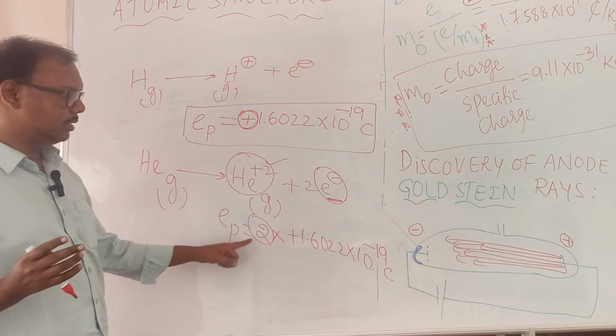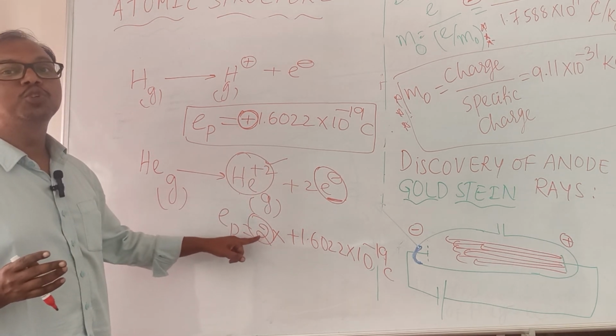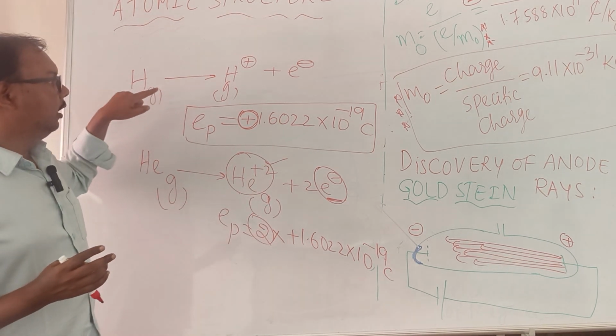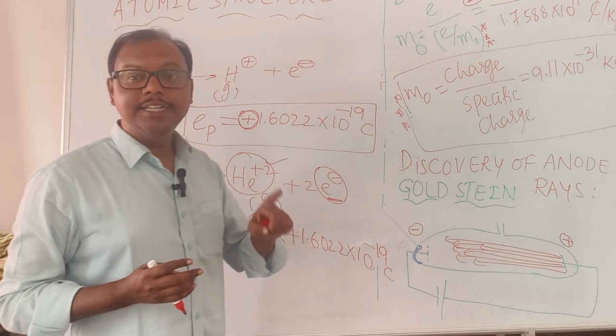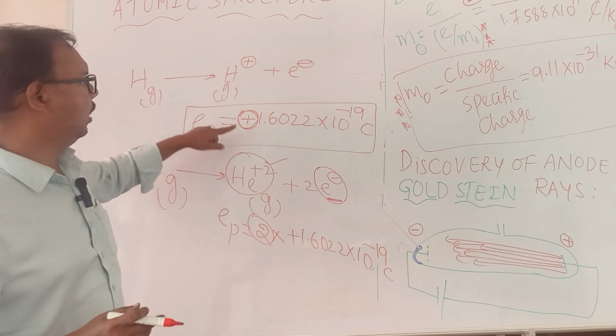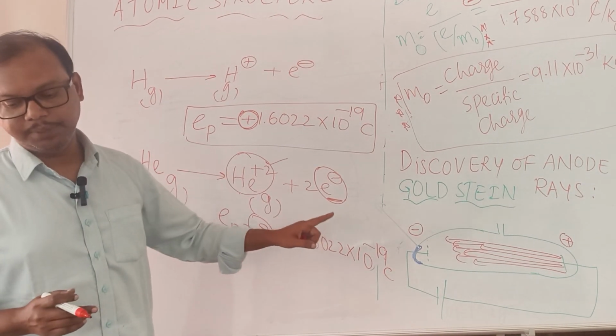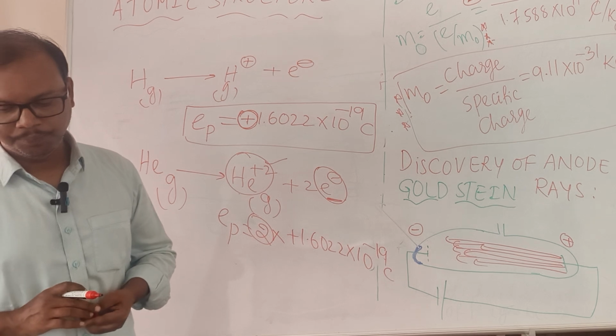Anode rays are nothing but protons, the number of protons. How many protons are there in helium? 2. That's why anode rays depend on the nature of the gas. If it is only plus 1, it is 1 into 1.6022. If it is 2 times, it is 2 into 1.6022. You can say that. Okay?